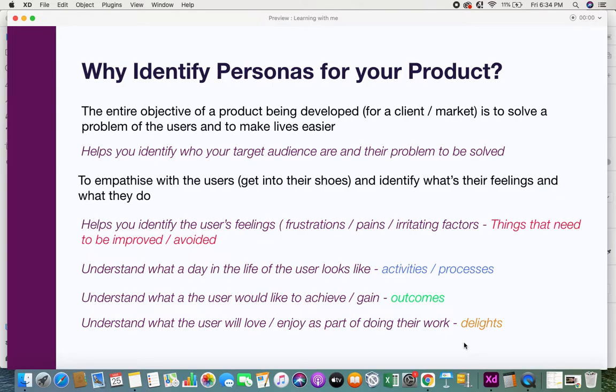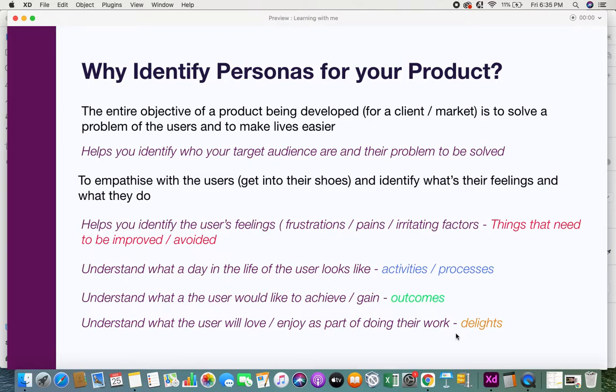That's really important. Just by identifying a persona and empathizing with them, you get to know the areas that need to be improved, what needs to be avoided, the activities or processes your solution should have, the outcomes your solution is expected to solve or achieve, and the delighting factors that would satisfy the customers. This is really a lot of information that you can get from personas, and that is why it's very important to understand your personas and how they would be interacting with your system.